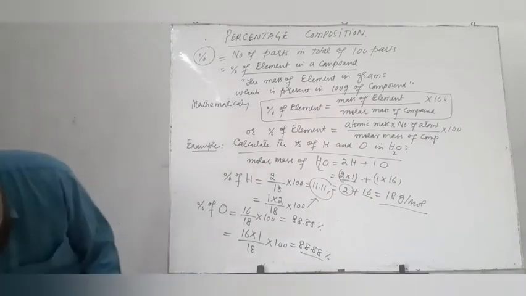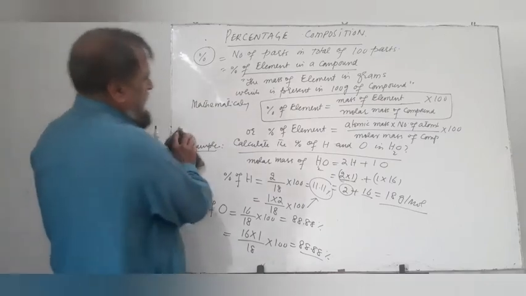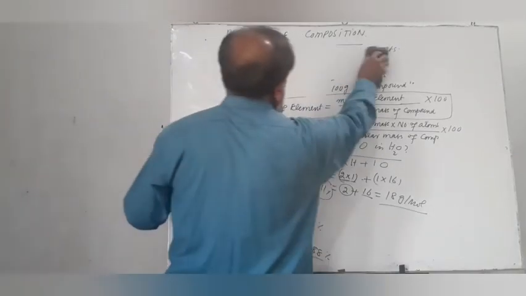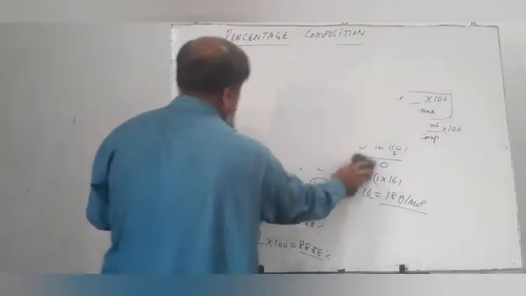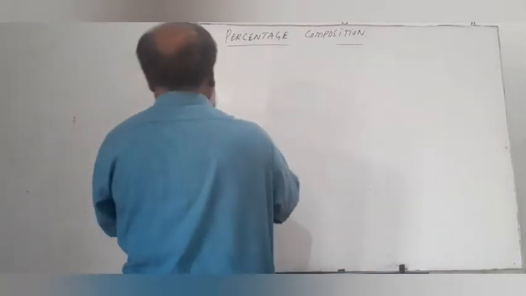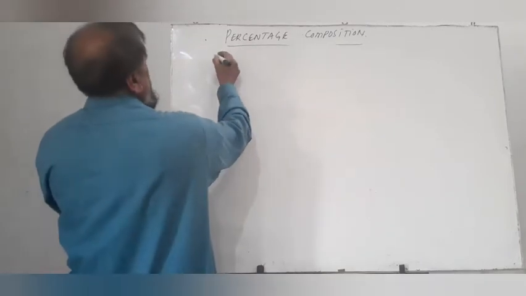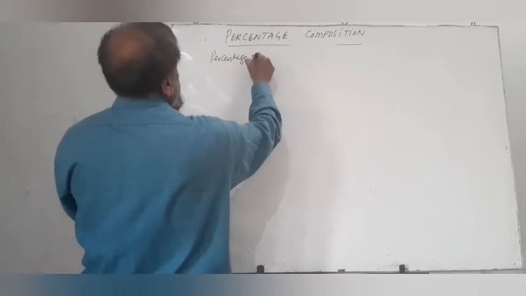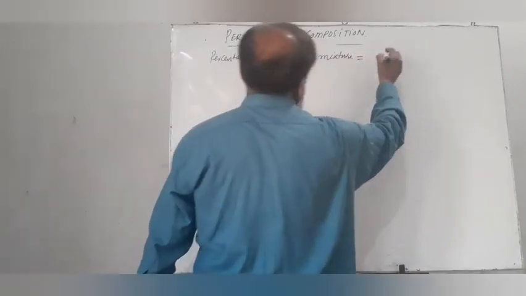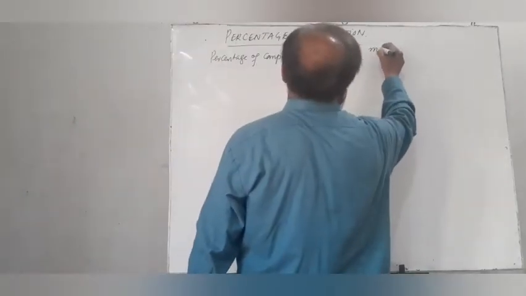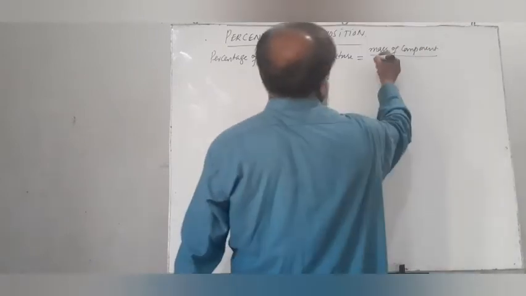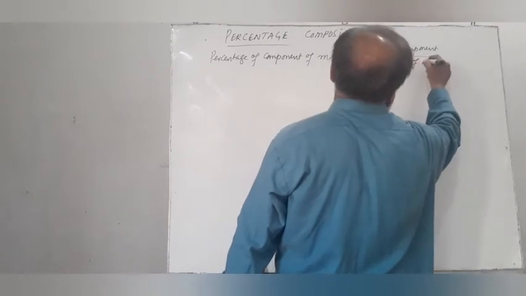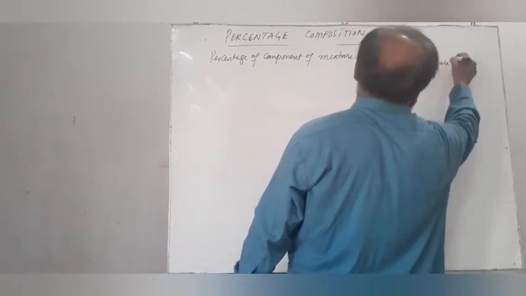The same rule can also be applied for calculating the percentage of a component in a mixture of 2 substances. In that case, the formula will be percentage of a component of mixture is equal to mass of component divided by total mass of mixture into 100.